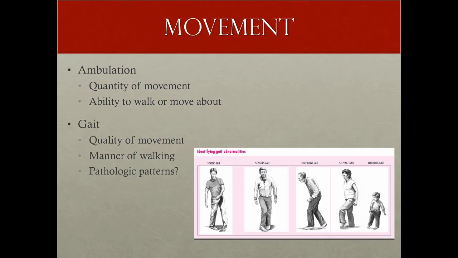We want to look at movement. Can the patient ambulate? Ambulation is the quantity of movement. Do they have the ability to walk or move about? Gait, however, is the quality of movement. What is the manner of their walking, and are there pathological patterns present, which we will talk about more as the quarter unfolds, looking for a spastic gait, as we might see with an upper motor neuron lesion like a stroke, some sort of scissoring gait, a propulsive gait like someone who might have Parkinson's disease, a steppage or slappage gait like someone who might have a sensory involvement, diabetic neuropathy, or a dorsal columns lesion, or some sort of waddling gait.